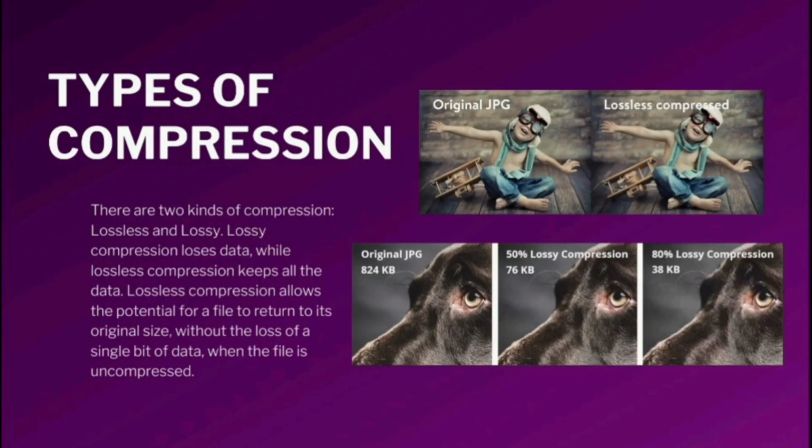Types of compression. There are two kinds of compression, lossless and lossy. Lossy compression loses data, while lossless compression keeps all the data. Lossless compression allows the potential for a file to return to its original size without the loss of a single byte of data when the file is uncompressed.